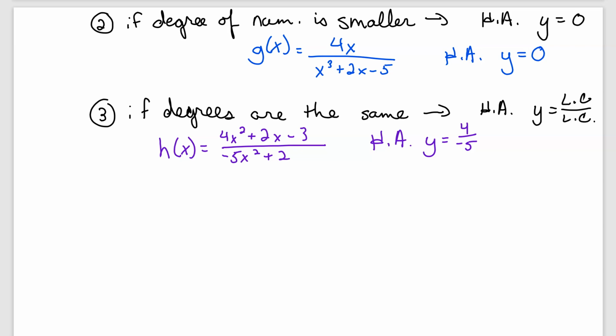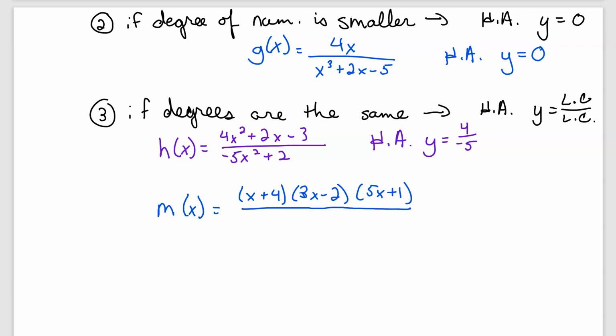Another example of this would be if I have m of x is equal to x plus 4 times 3x minus 2 times 5x plus 1 over x to the third plus 2x. Now the numerator is in factored form whereas my denominator is in standard form. But if you notice my numerator, the degree is still 3, and the degree of my denominator is 3.